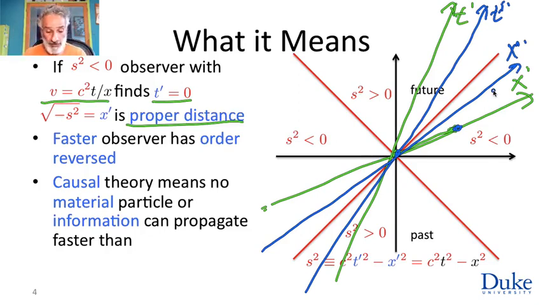The result is that we cannot allow in a relativistic theory any information to propagate faster than light. This is the origin of the idea of a cosmic speed limit, the speed of light, not only on material particles, but also on information.